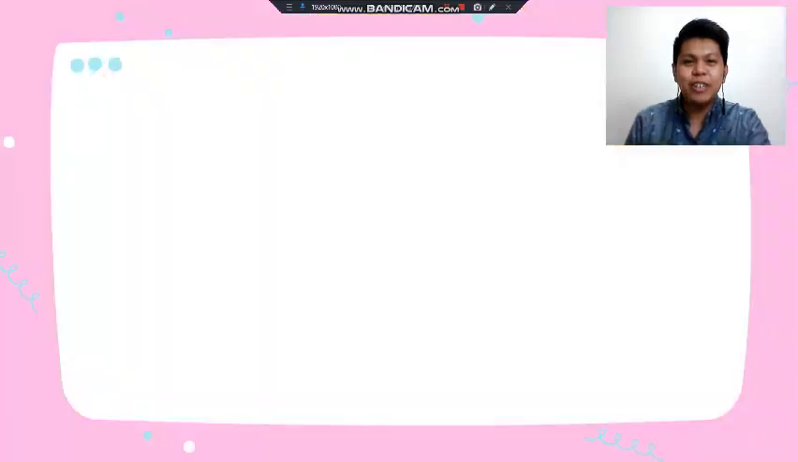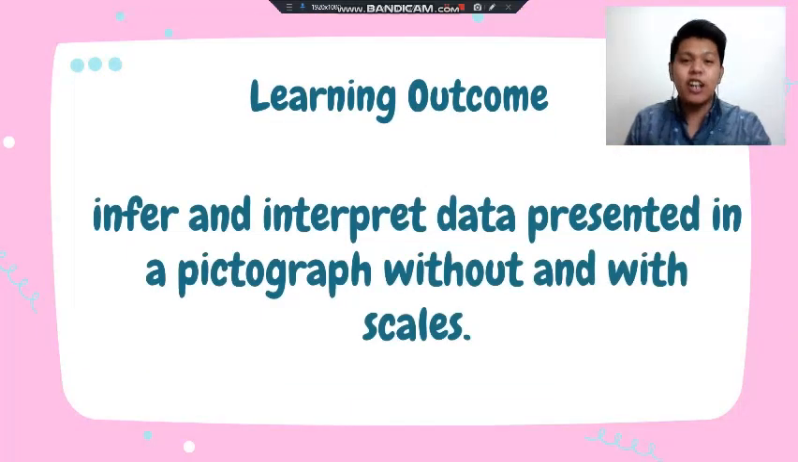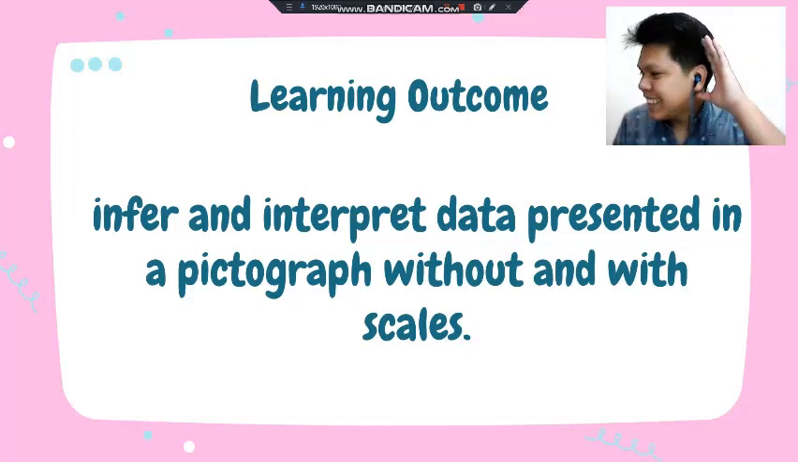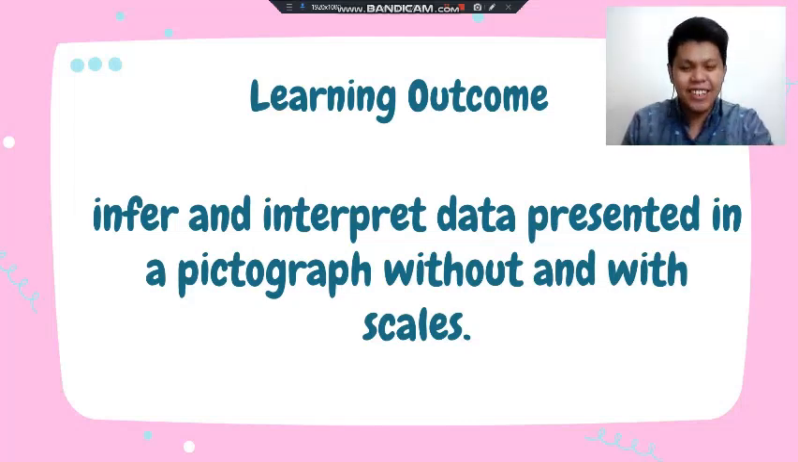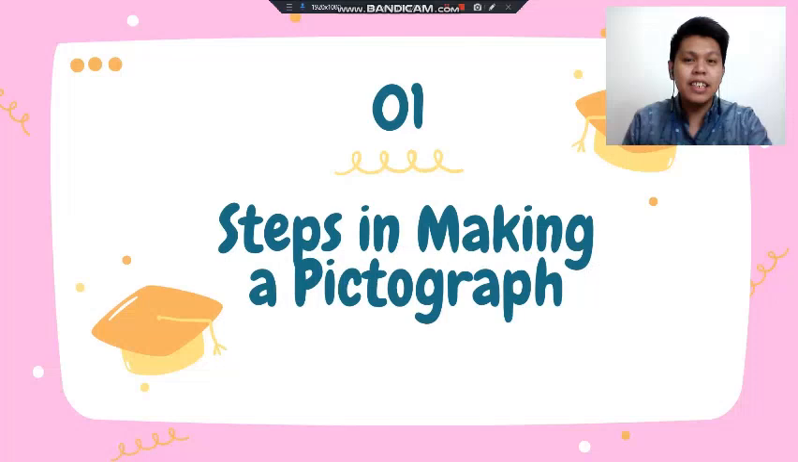Our learning outcome for today is all about inferring and interpreting data presented in a pictograph without or with scale. Are you ready to learn this? Great, let's start. First, let's remember what are the steps in making a pictograph.